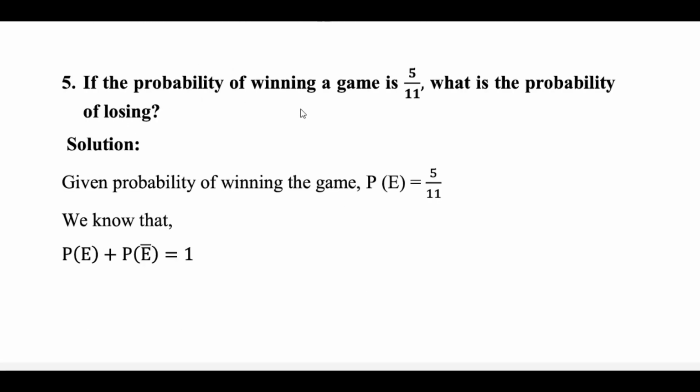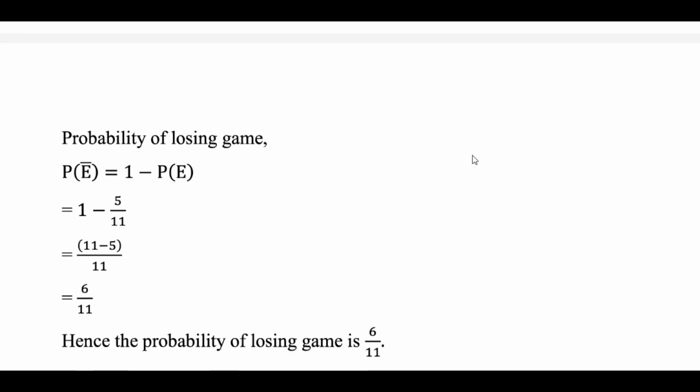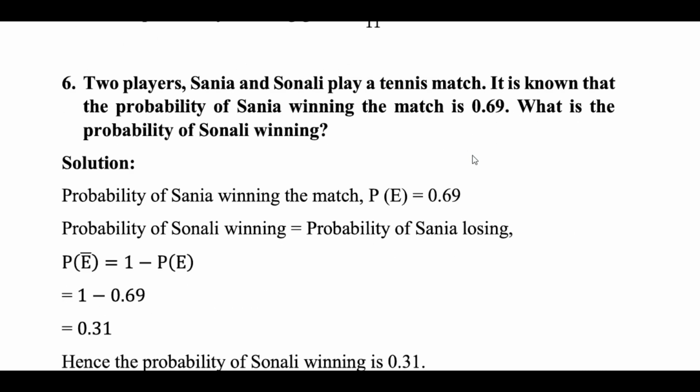If the probability of winning a game is 5 by 11, what is the probability of losing? The total probability is always 1. If the probability of winning a game is 5 by 11, then the probability of losing the game will be 1 minus 5 by 11. That comes to 6 by 11. Okay.